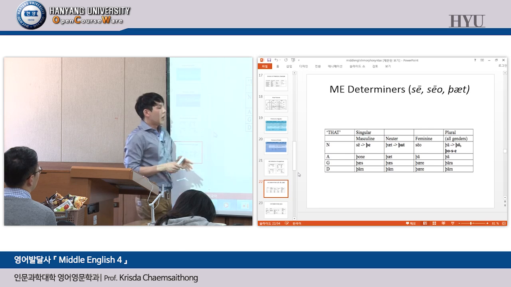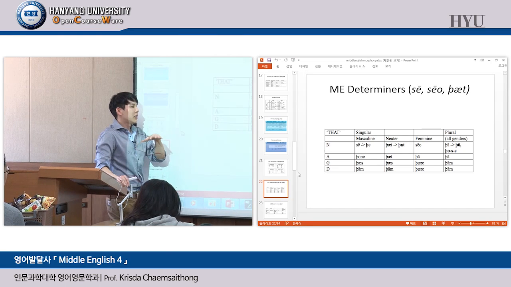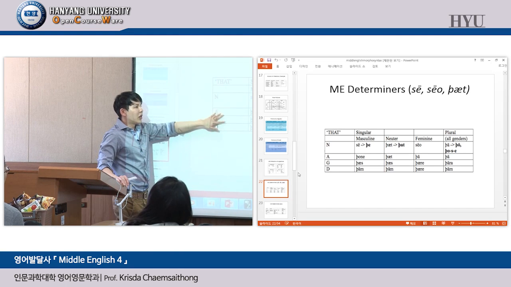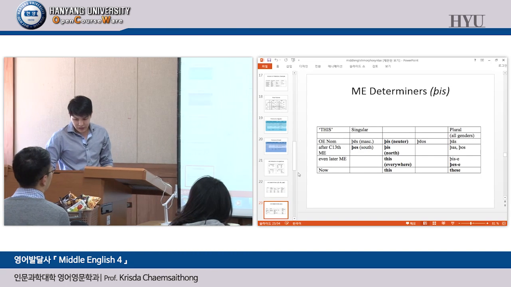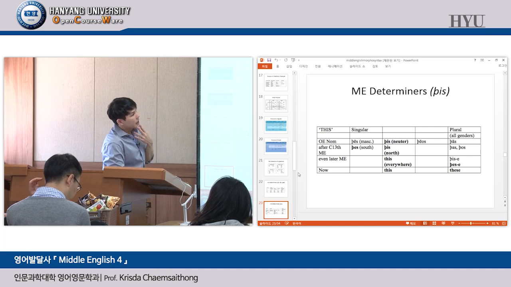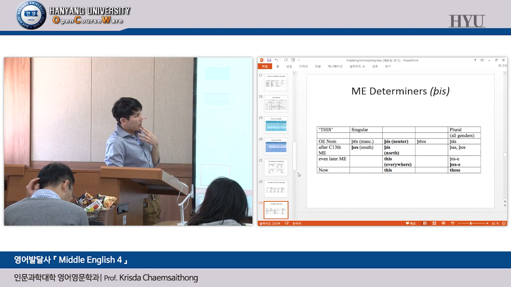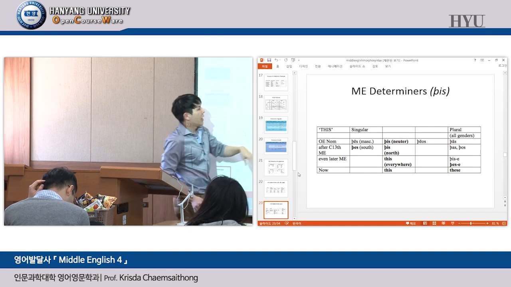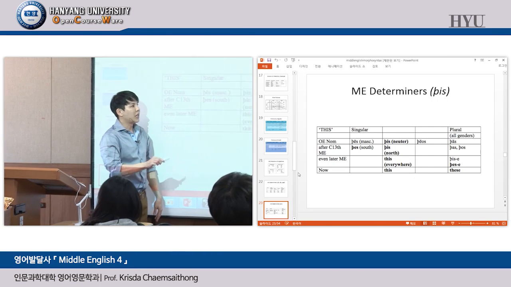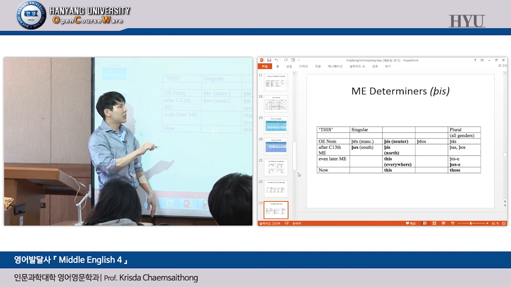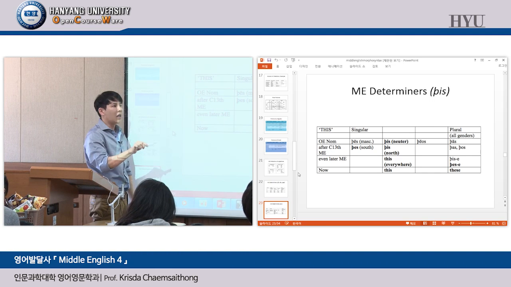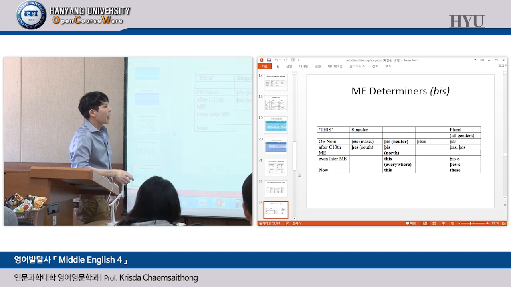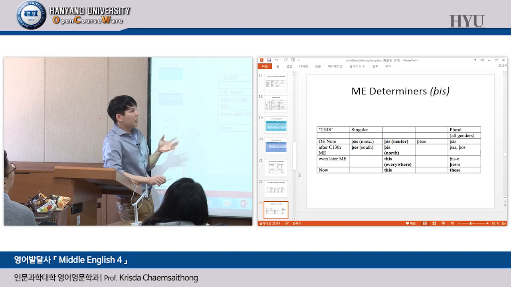And then because the case distinction is on the way out, all these forms didn't survive, right? All the other cases. For the word "this", similar things happen. So you have masculine, neuter, and feminine here, and then the plural here. So masculine in this column, neuter in this column, feminine in this column, and also plural in this column. Now, the same thing happened to determiner "this".